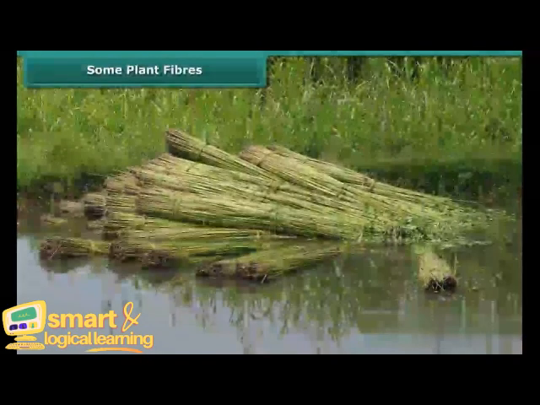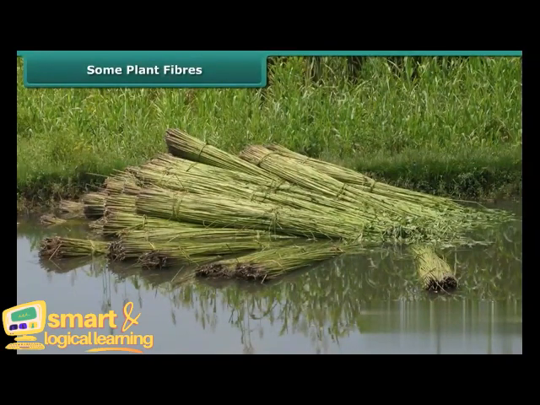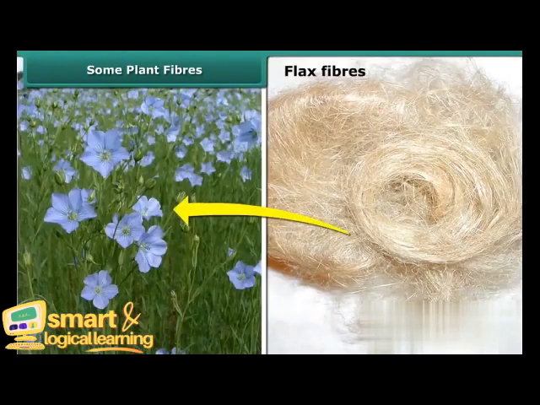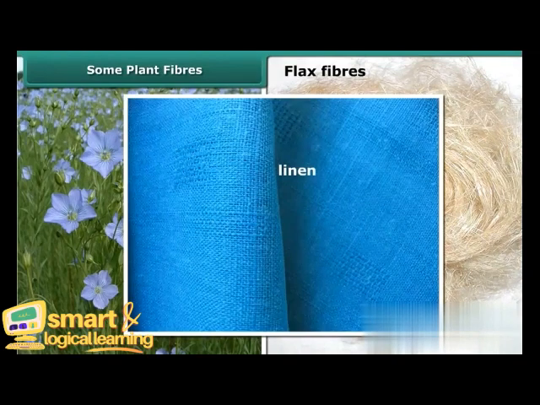The stems of harvested plants are immersed in water for a few days. Then the stems rot and fibers are separated by hand. Flax fibers are also obtained from the stems of the plant and are used mainly to make linen.